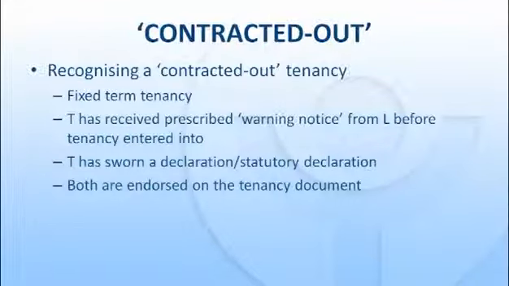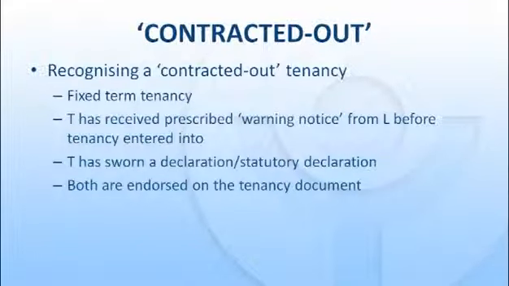So the Act still provides that it applies to a tenancy, but it simply doesn't give the tenant, on the ending of the tenancy, the right to any statutory continuation. So when the lease comes to an end, the tenant must vacate the premises or it remains in occupation as a trespasser. So recognising a contracted out tenancy should be fairly straightforward. First of all, it will only apply where you've got a fixed term tenancy.